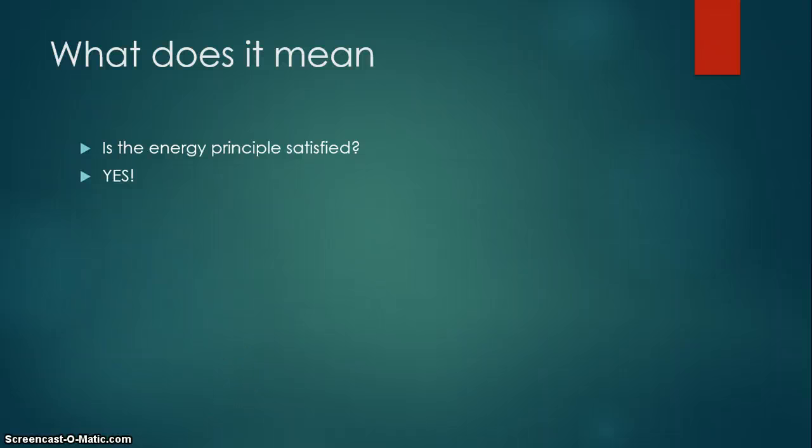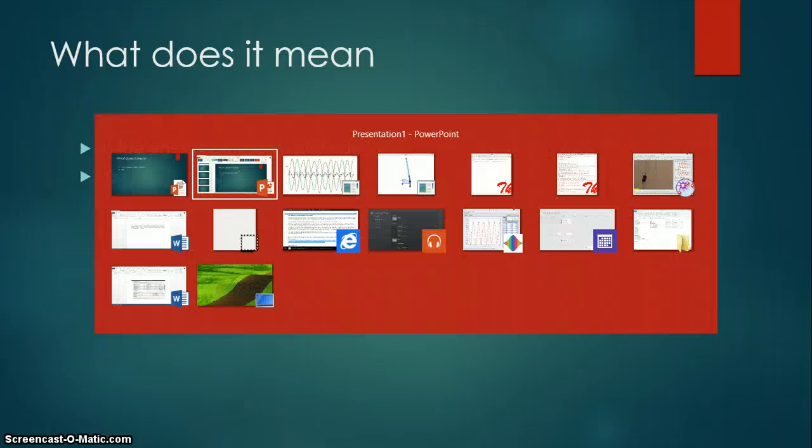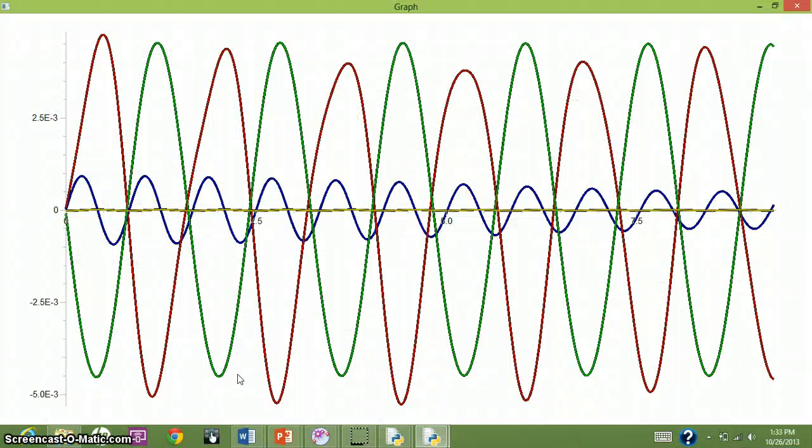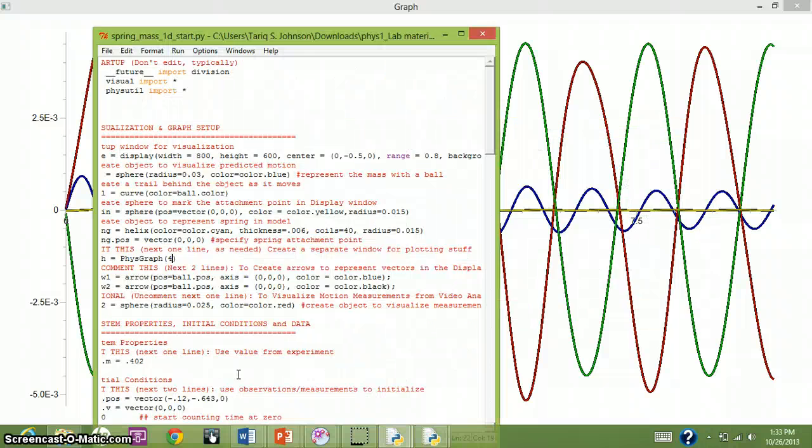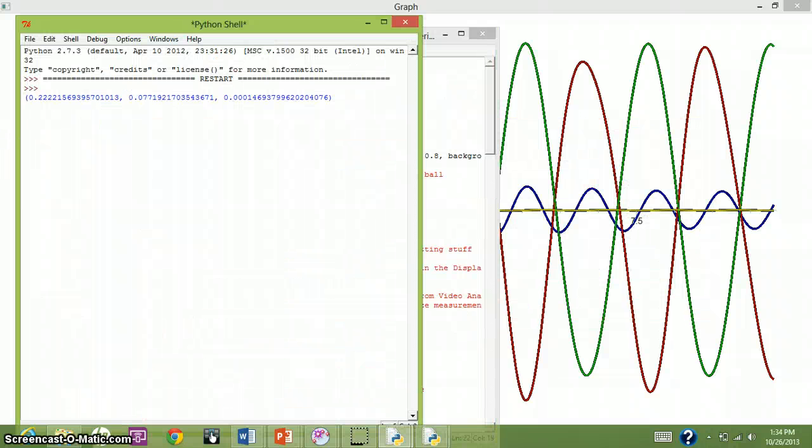Now to answer the two "what does it mean" questions. The first one, is the energy principle satisfied? Yes. As shown by the model, the yellow line, it shows the total change in energy equaling zero, or approximately zero as it goes across the line. Furthermore, I had my code print the value of the energy principle, which can be seen here as 0.00014, or approximately zero, answering the question as yes.